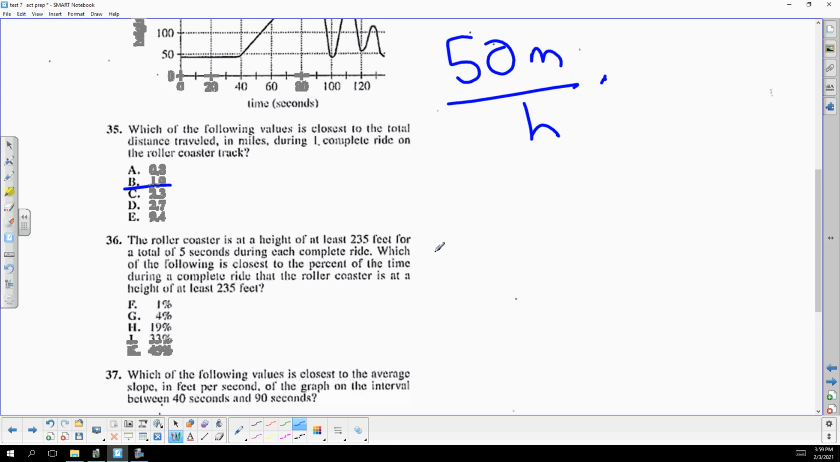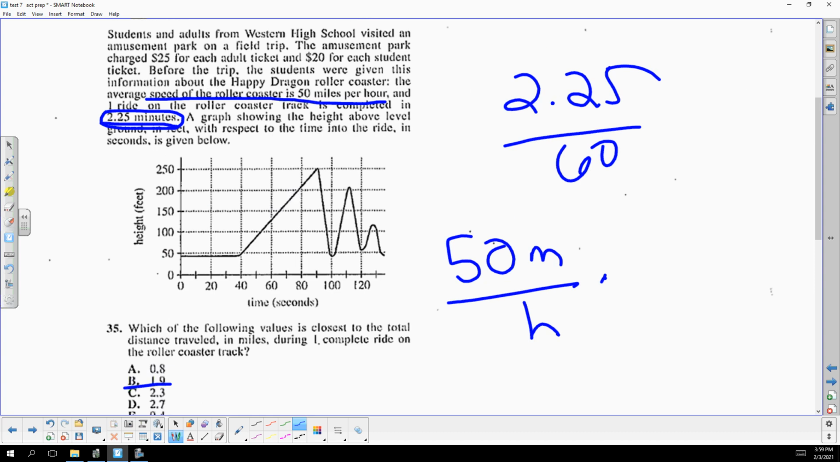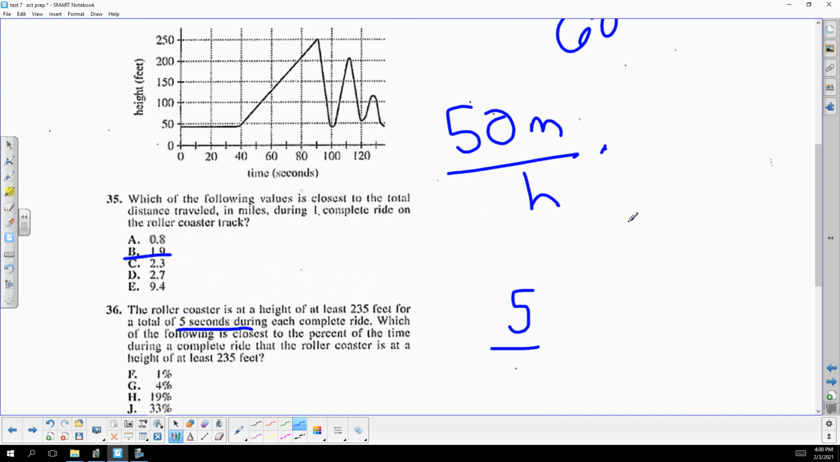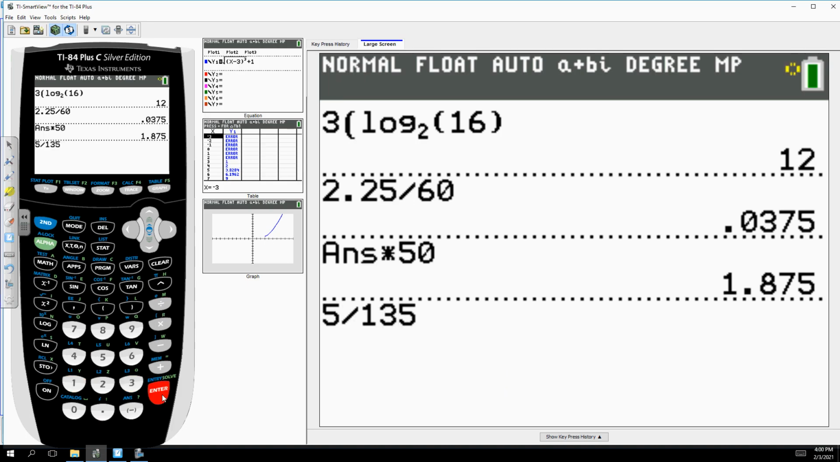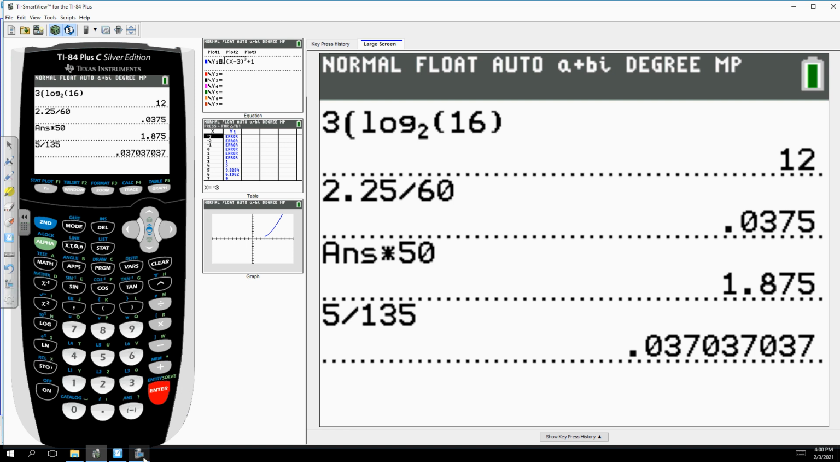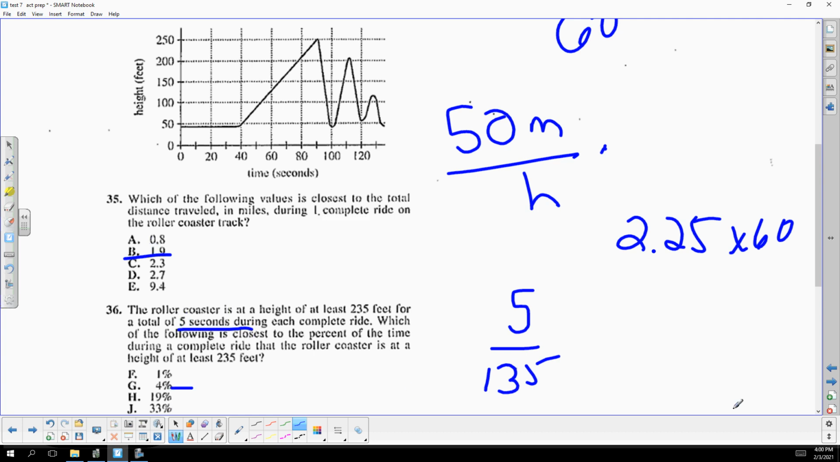The roller coaster is at a height of 235 for at least 5 seconds, for a total of 5 seconds. Which of the following is closest to the percent time that it's at that height? So I would say 5 seconds over the whole ride. The whole ride is 2.25 minutes. So this is all playing with 60. I would go times 60 now because I want to see how many seconds this is. So it's 2.25 times 60, 135. So it's at that height for 5 over 135, which is what? Just 3% of the time, or actually 3.7%. They rounded to 4.